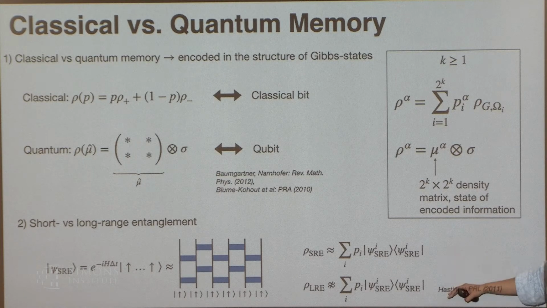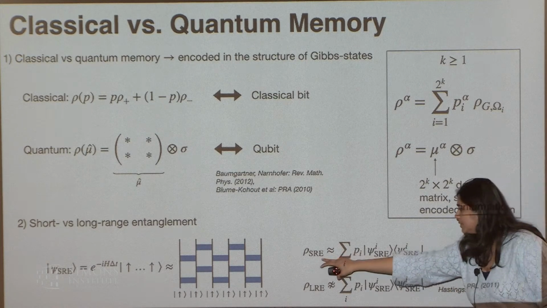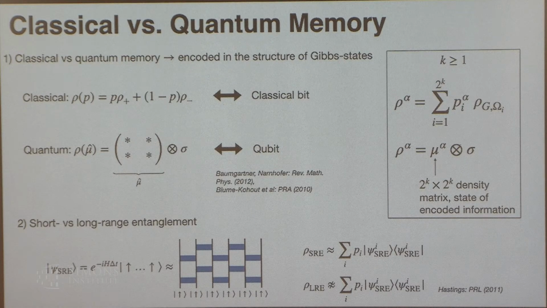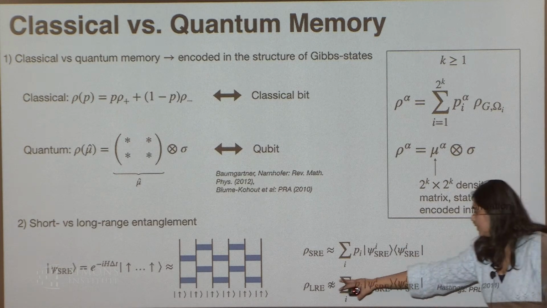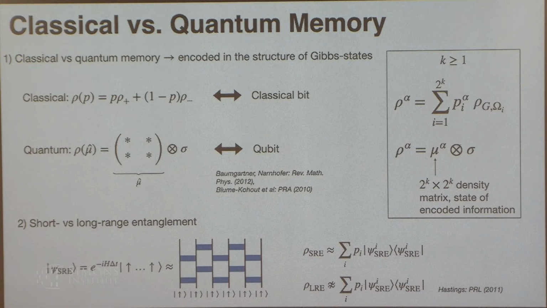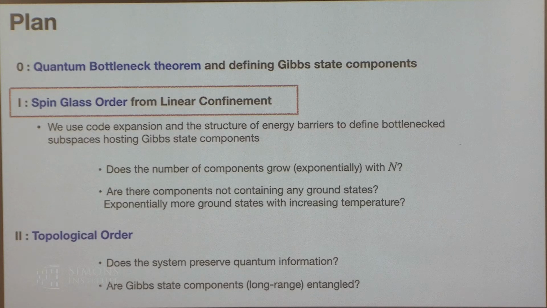Okay, and then I already kind of mentioned this. When I talk about short versus long-range entanglement, the point is that short-range entangled states are those that can be prepared via some finite depth circuit or some finite time evolution from some product state. And if you have a mixed state which is short-range correlated, then that can be written as a convex sum of short-range entangled pure states, whereas long-range entangled mixed states cannot be decomposed in that form.